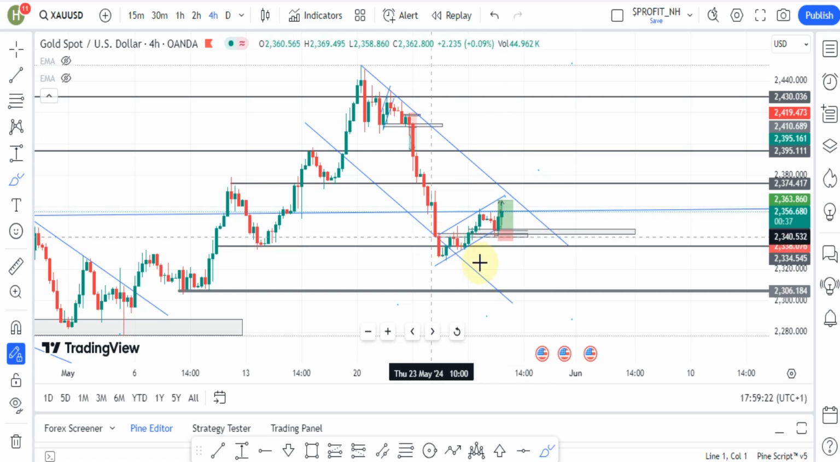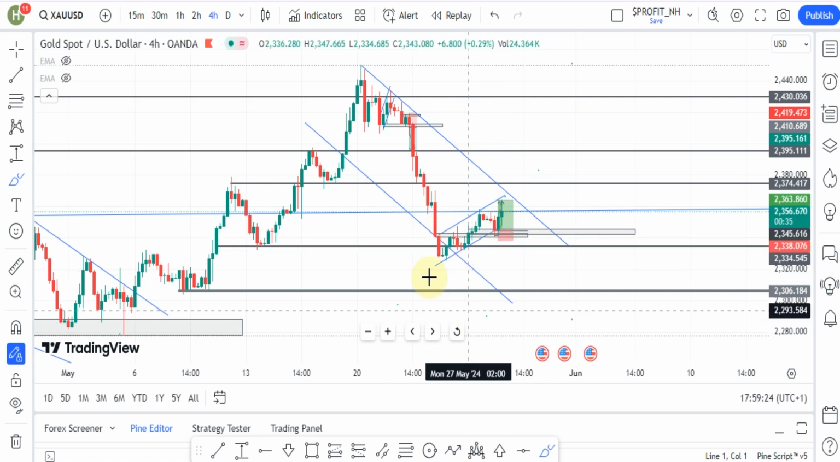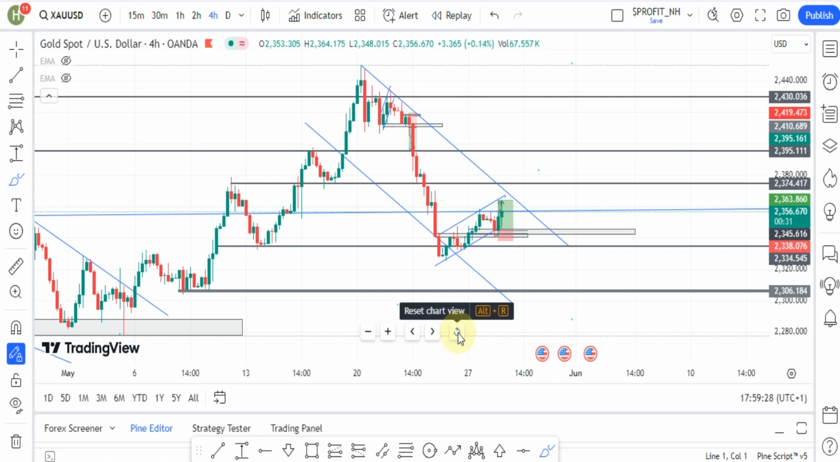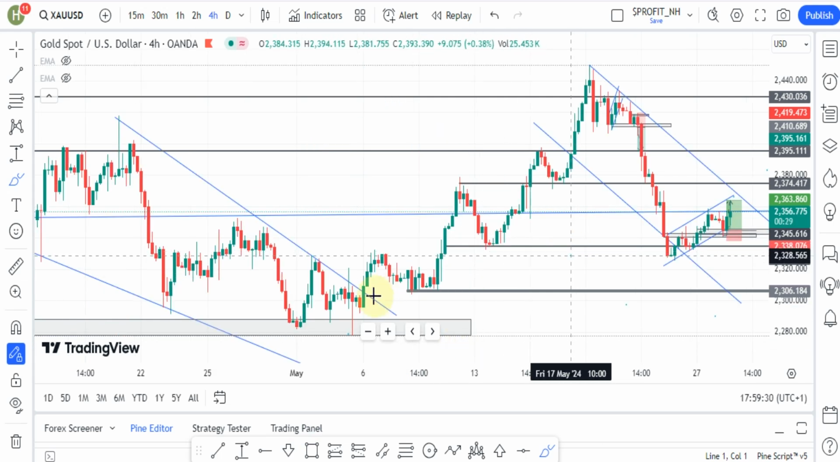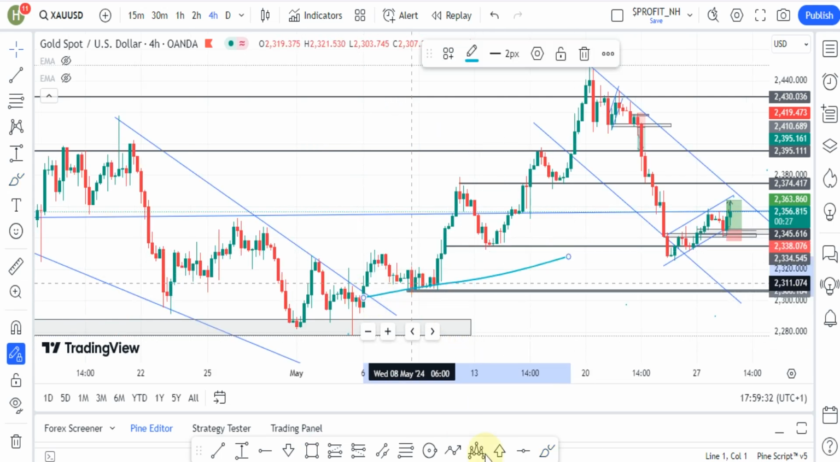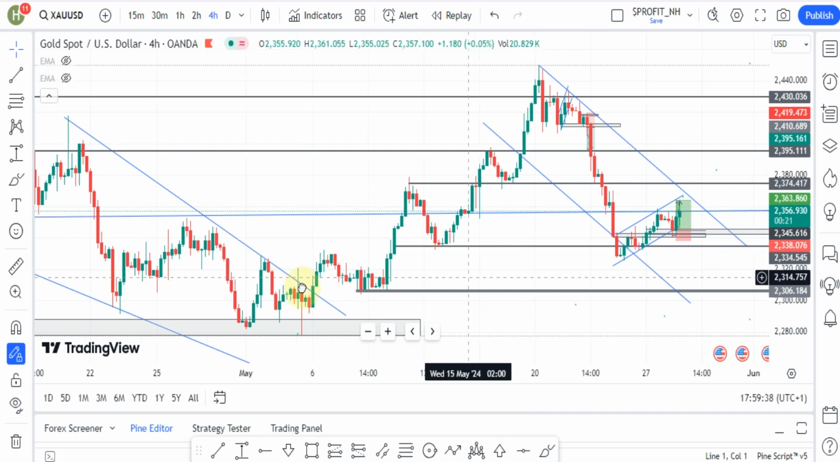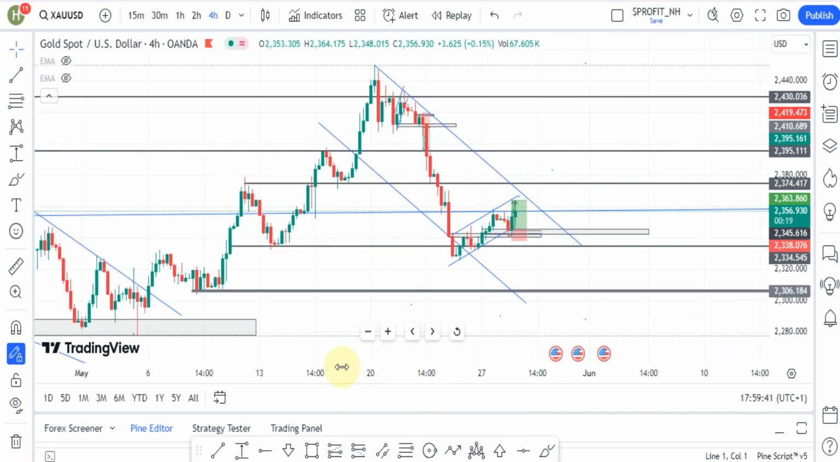So after seeing the market giving me these kinds of structures, I went and pulled out my Fibonacci tool and tried to see what the market was doing here. Let me just zoom this market right just like this so that you can see what the market was doing here.